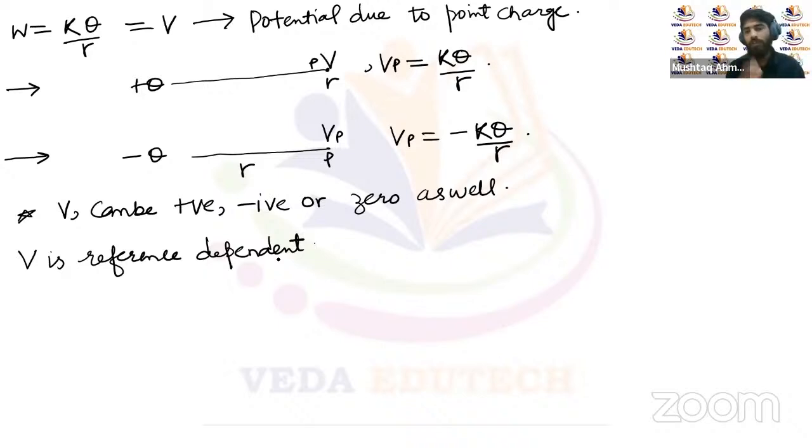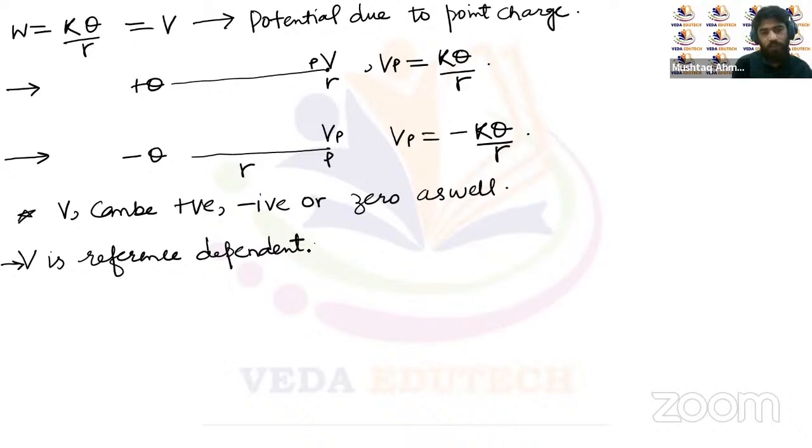And for a point charge, we by default take the reference as infinity because we know that at infinity the electrostatic field dies out. Or we can say that the electric field intensity due to a point charge at infinity is equal to 0. And by default, we take the reference for a point charge as infinity. You can take any other reference as well, right? So V is reference dependent, correct?